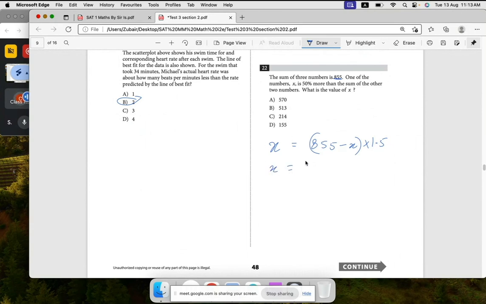855 times 1.5 is 1282.5 minus 1.5x. Moving that to the other side, we get 2.5x. Divide that by 2.5. So the answer is B, x equals 513. Yes.